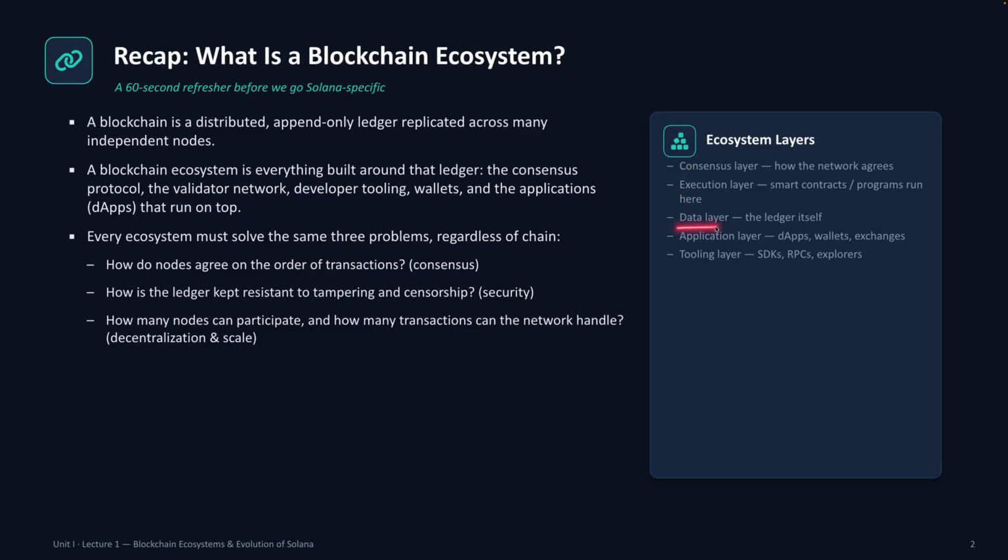This data layer is the ledger itself, which is immutable and which is replicated across all the nodes that are running the blockchain network. After that, we have the application layer, where we have dApps or decentralized applications, then wallets and exchanges. And at last, we have the tooling layer, which consists of SDKs, RPCs, and explorers. So the ecosystem layers consist of consensus, execution, data, application, and tooling layer.